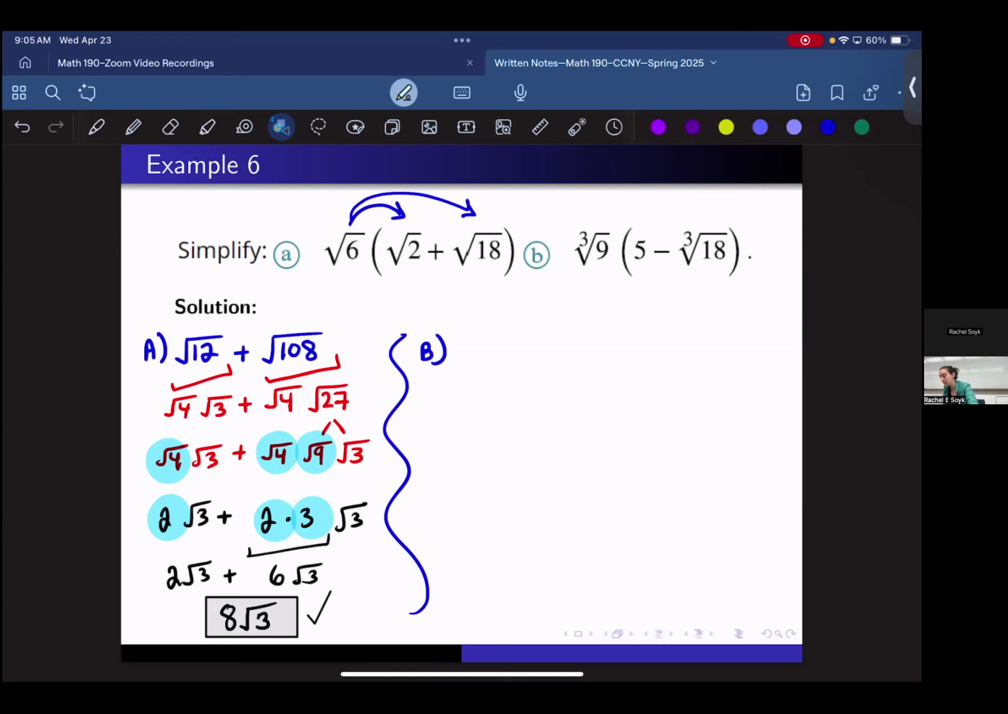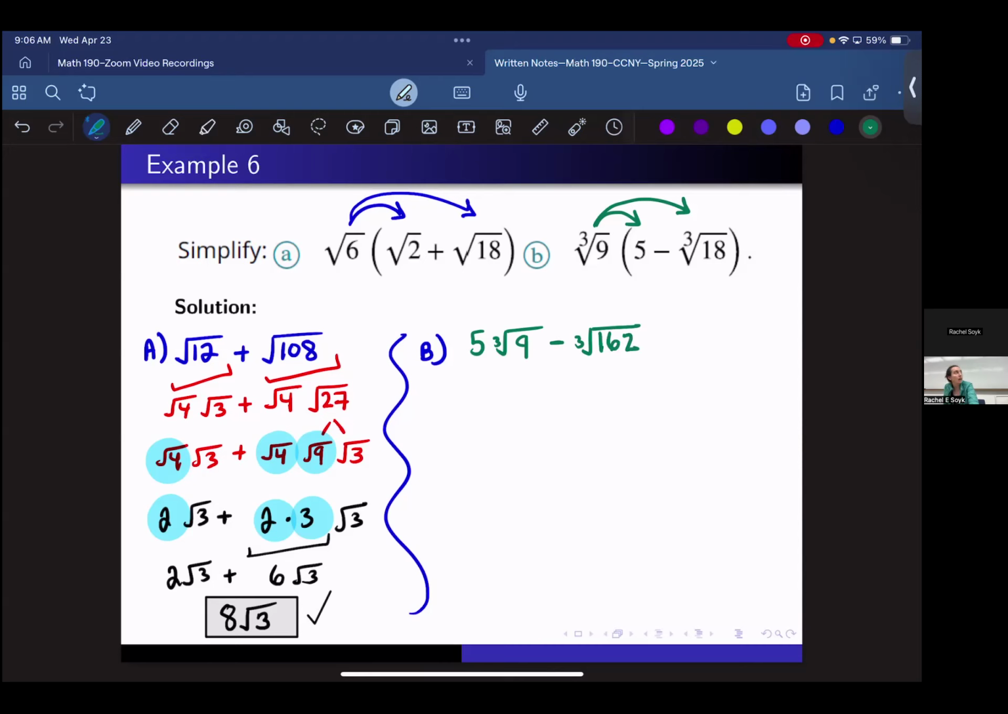Look at part B, where we're multiplying cube roots. The cube root of 9 times 5, well, that's the same as 5 times the cube root of 9. Put that coefficient in the front. And then we have the cube root of 9 times the cube root of 18. Well, we have 9 times 10 is 90, and 9 times 8 is 72. 90 plus 72 is 162. So we have minus the cube root of 162.